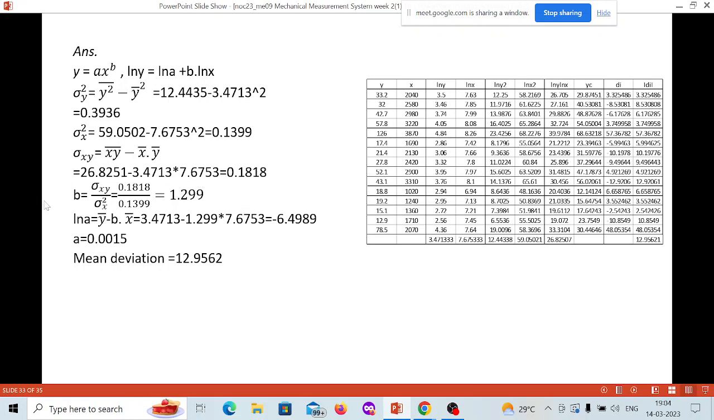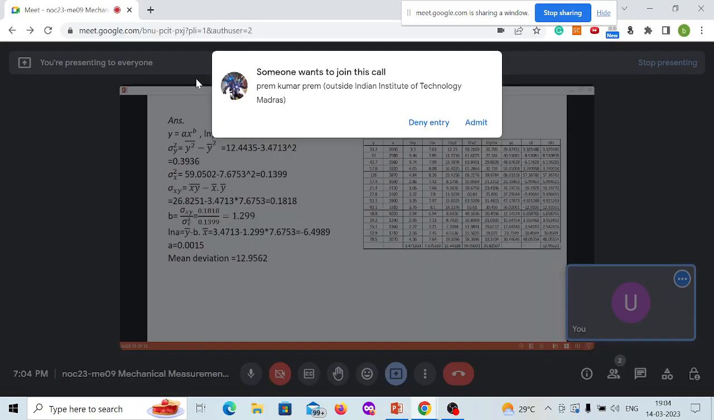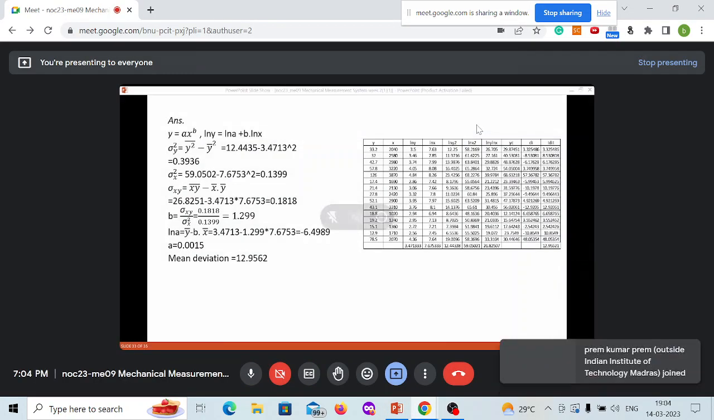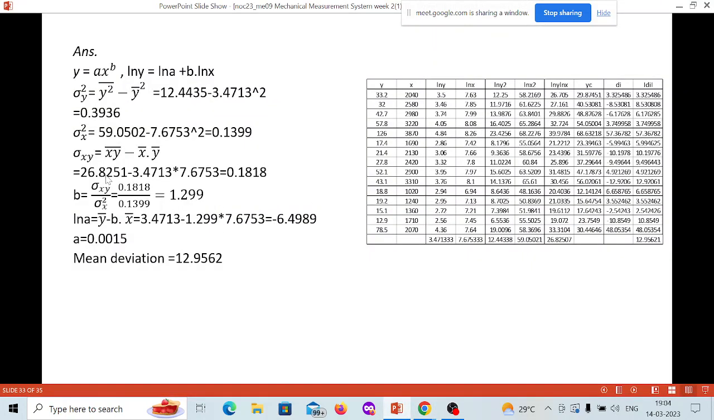So the b value for the relation here is sigma xy divided by sigma x square. So you have sigma xy as 0.1818, which we have calculated, divided by 0.1399 for sigma x square. So you have 1.299 for the b value.